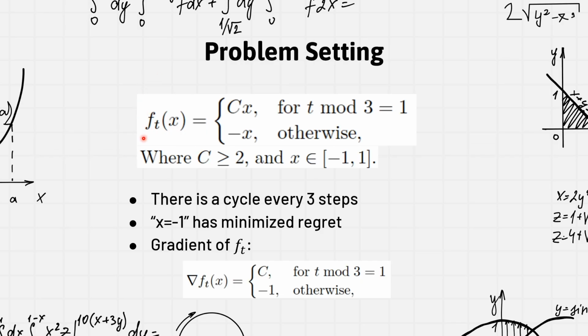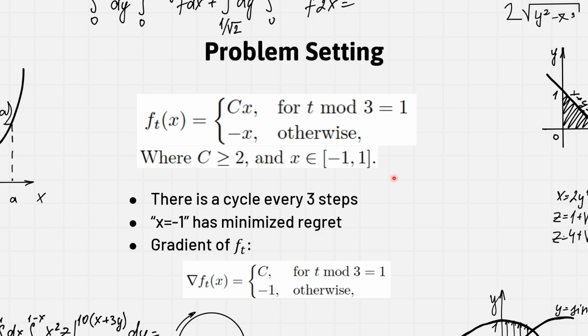To prove Theorem 1, we design a specific problem f_t. Here is the problem definition. We can see that the output of f_t is determined by the value of x and t. If t mod 3 equals 1, then the output is cx. Else, the output of f_t is equal to minus x, where c is greater than or equal to 2, and x belongs to the interval from minus 1 to positive 1.